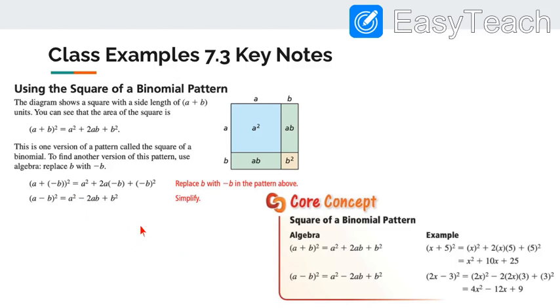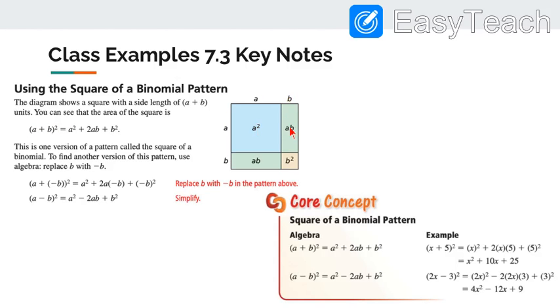Alright, so there's a lot of text on this page, so we're going to go through this slowly. I'll show you what to write down in just a second, but for now just read through and listen. So when we talk about using the square of a binomial, we're talking about when we multiply binomials together. So if we have a plus b quantity squared, that's really a plus b and a plus b.